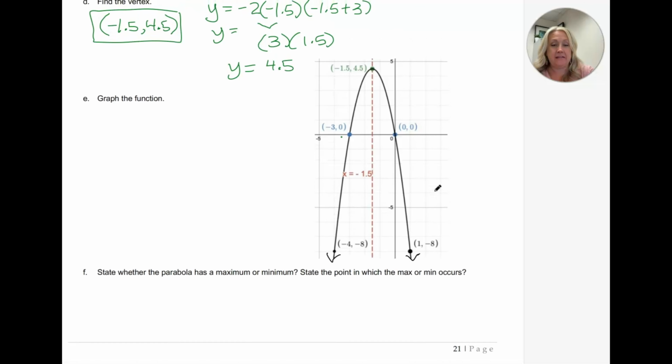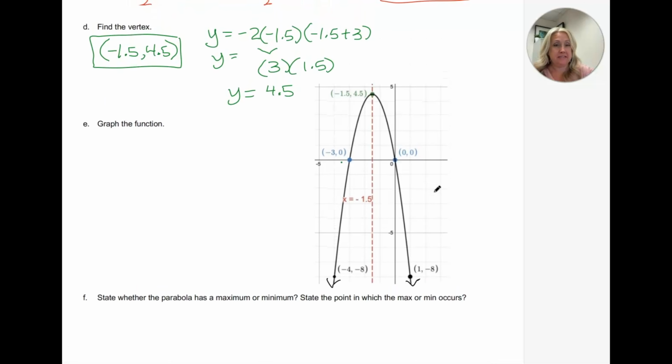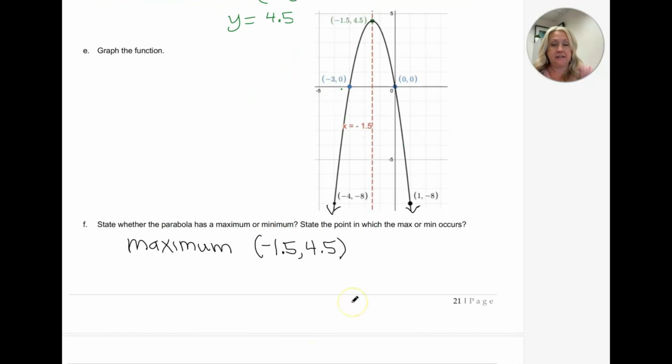So let's go ahead and state whether this is a maximum or a minimum. Again, this is the highest point of the graph, so we're going to have a maximum at the vertex, and that point is negative 1.5, comma 4.5. All right, let's take a look at the next one.